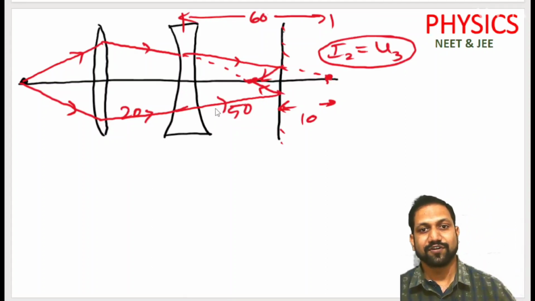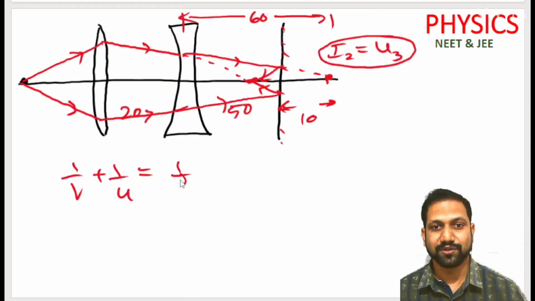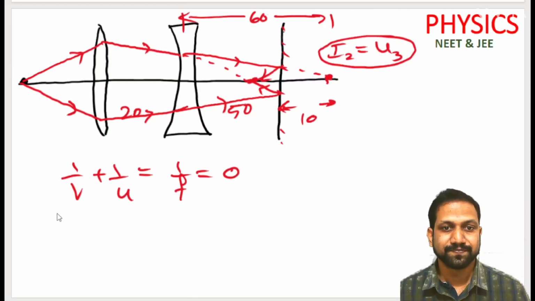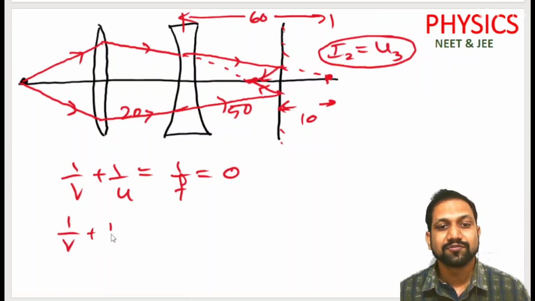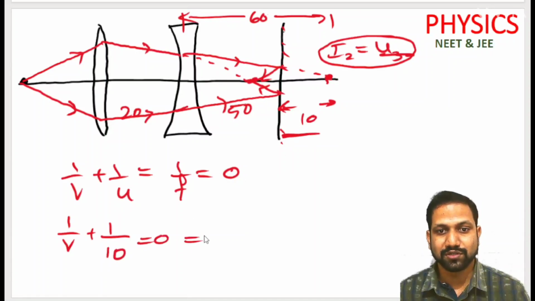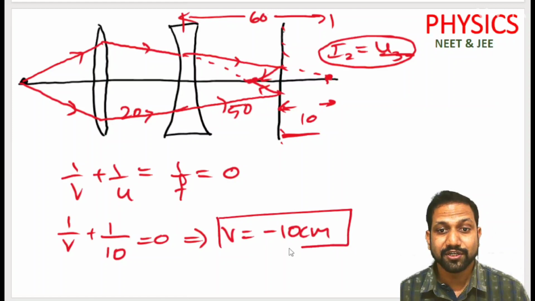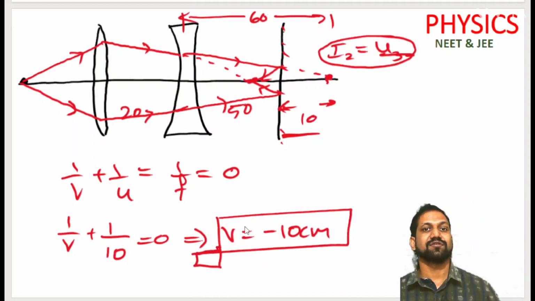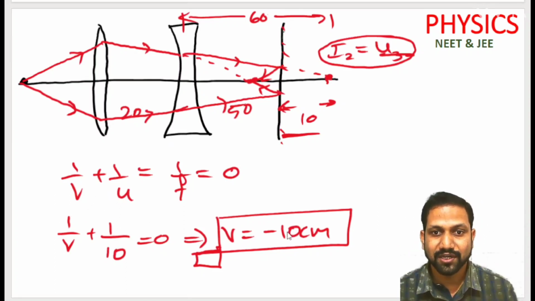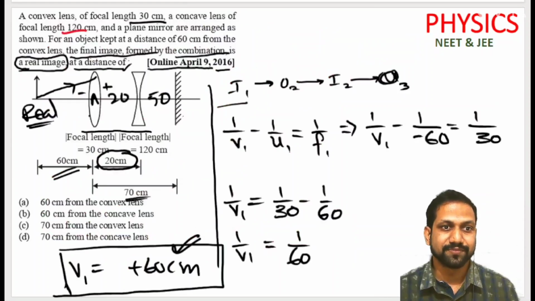In that way also you can find, but we can use the mirror equation, 1 by v plus 1 by u equals 1 by f, where for a plane mirror 1 by f is 0, because for a plane mirror the focal length is infinity. So 1 by v plus 1 by u, where u3 is 10 centimeters, equals 0. Then we can say v equals minus 10 centimeters. And I told you already, in case of reflection, negative image distance stands for real image, positive image distance stands for virtual image. So in front of the plane mirror at a distance of 10 centimeters, the real image is formed.